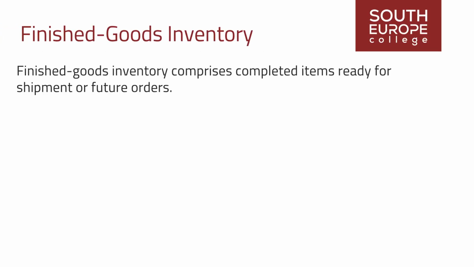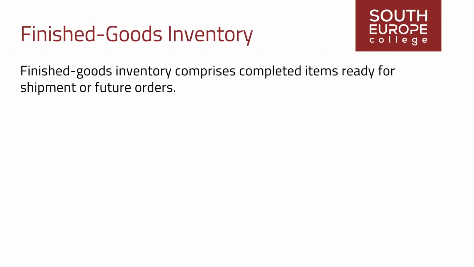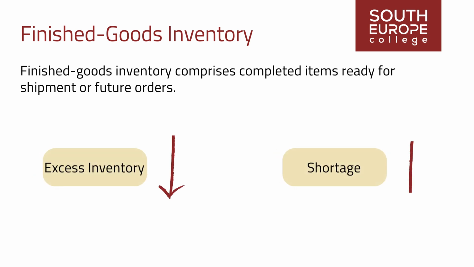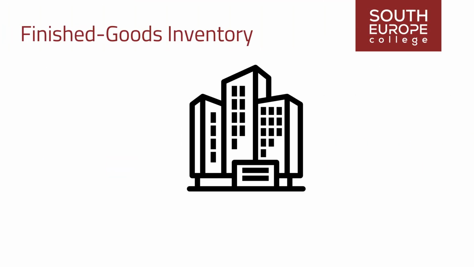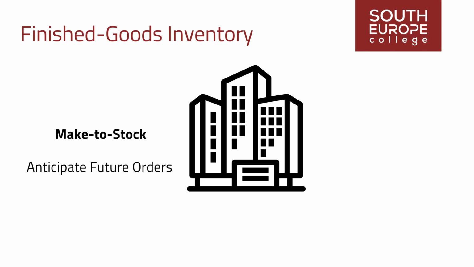Finished goods inventory comprises completed items ready for shipment or future orders. Monitoring this inventory is crucial for firms producing items ahead of customer demand. An excess of finished goods may signal decreased demand, while a shortage may indicate rising demand or a mismatch between forecasted and actual demand. Firms operating in a make-to-stock environment anticipate future orders and hold finished inventory.